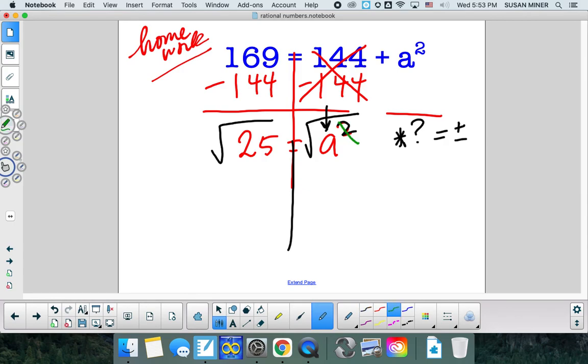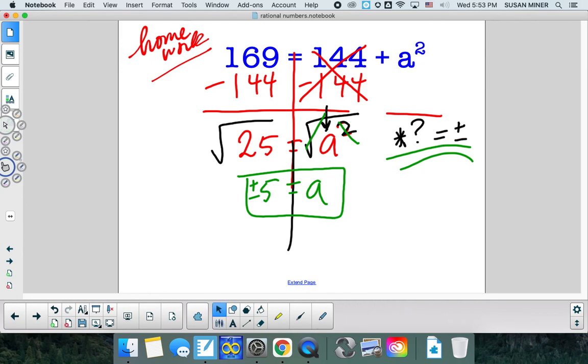A squared is going to cancel out the square root and leave me with just a. And the square root of 25 is equal to 5. Oh, and don't forget, plus and minus 5. Okay, so there we go. I almost forgot, but then I remembered. So be thinking about those things that we need to remember. Make sure you have those in your notes so that you're referencing. When I see a problem like that, it will help me remember.